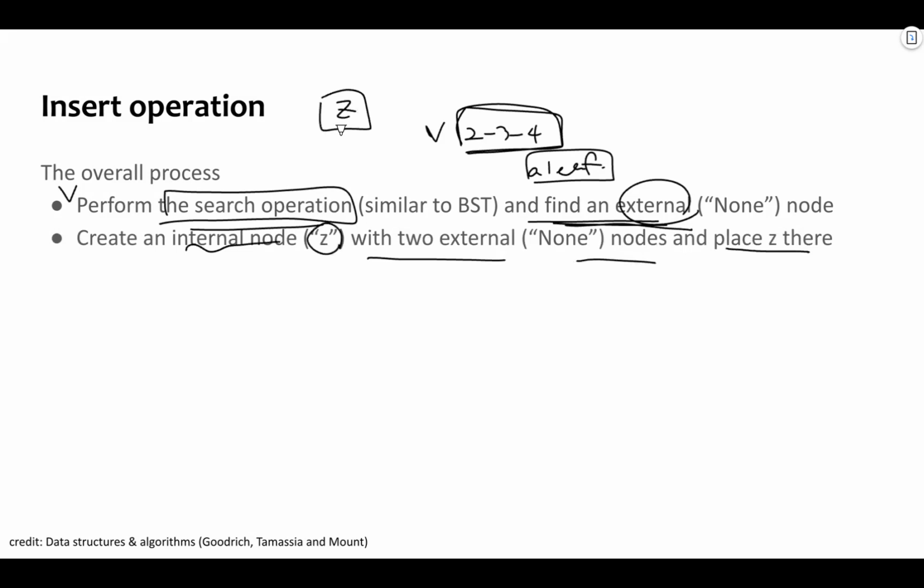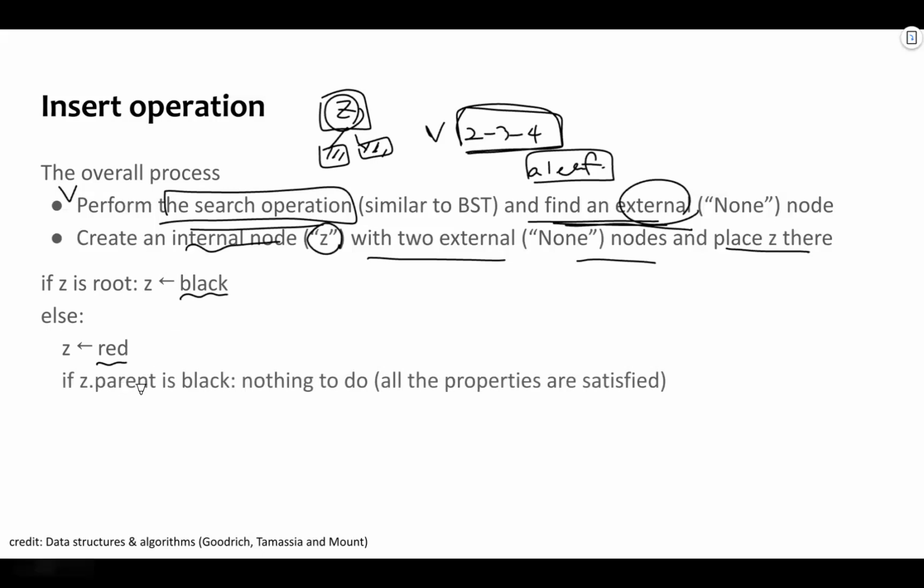So after this node has Z, we need to create 2 non-nodes. And if Z is root, then we're going to color Z as black. However, if Z is not root, what we do is we first make it red. And if Z's parent is black, then everything is fine. We need to do nothing more, because all the properties we described are satisfied.